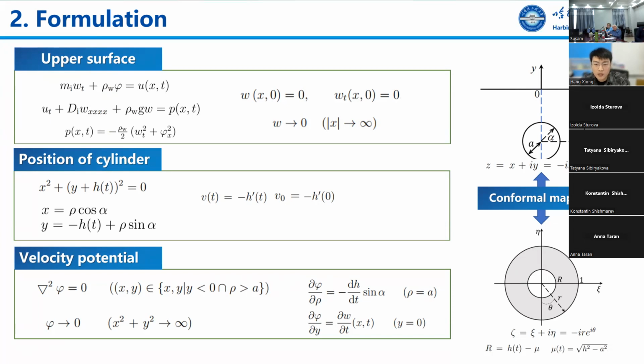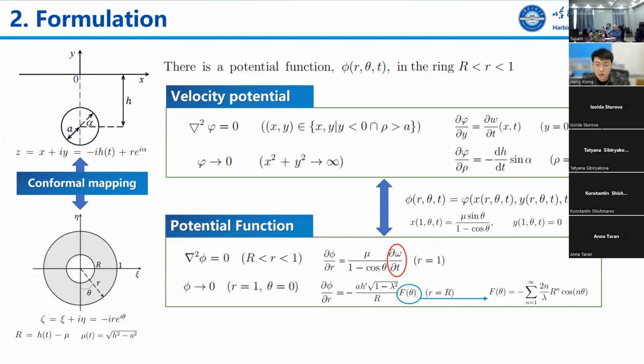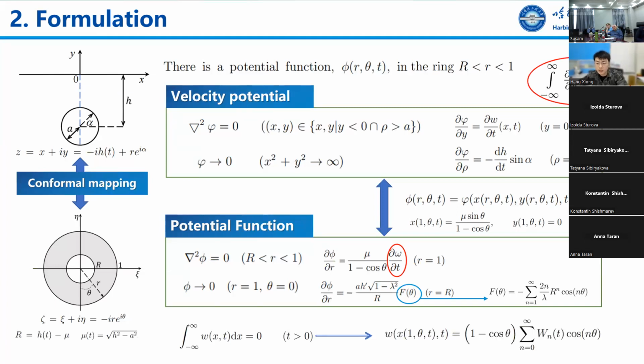There exists a potential function in the conformal mapping ring corresponding to the velocity potential in the original flow region. The original boundary value problem can be transformed to a similar problem with that potential function in r, theta. The boundary value problem has a solvability condition, which further gives the condition that the deflection w satisfies. Based on these conditions, the deflection can be written in a Fourier form.